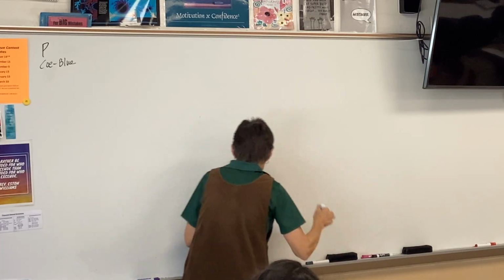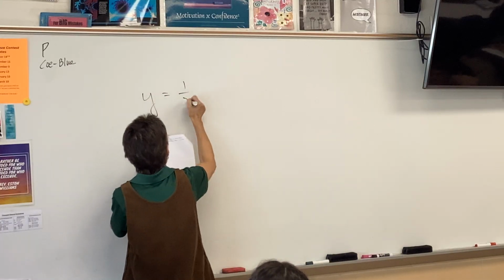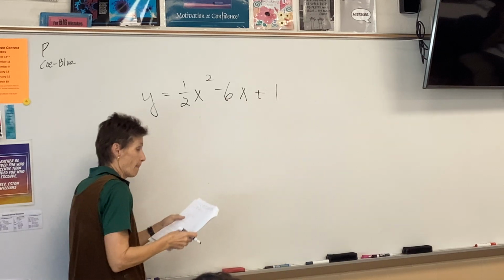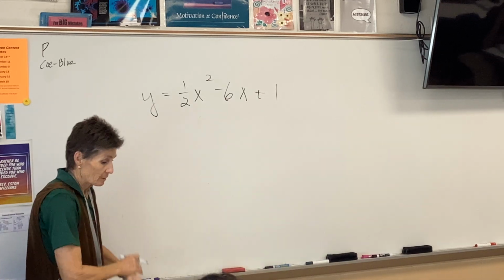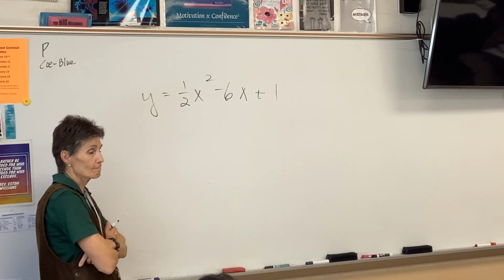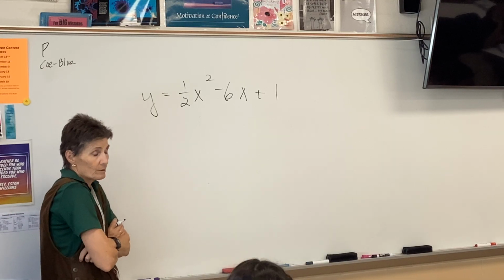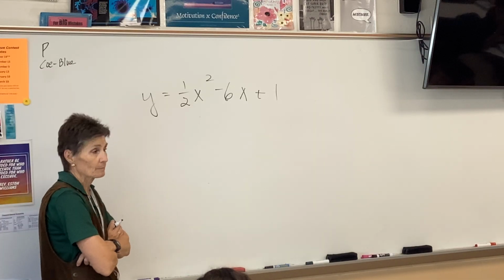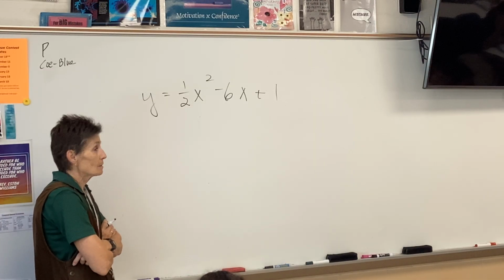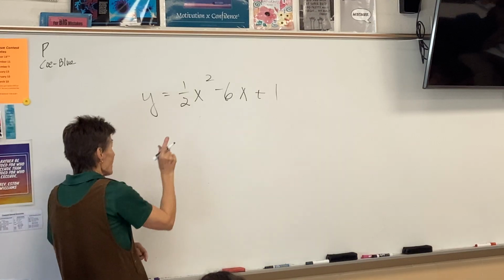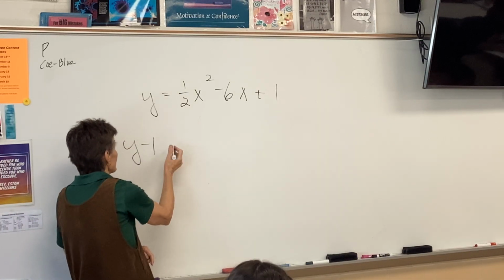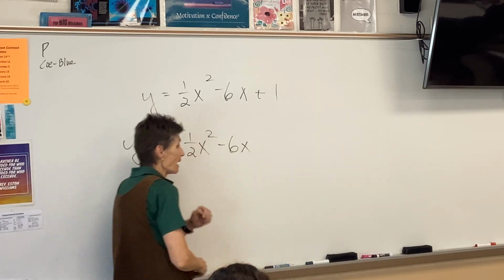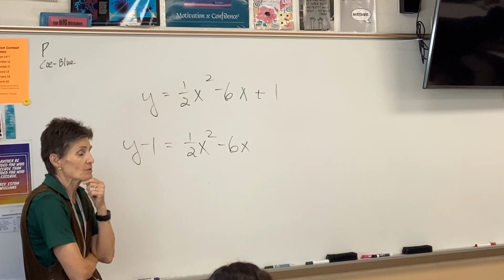Your job is to put this in vertex form. So tell me what you want to do. You do different things. Just gotta make it in vertex form. So what's your thought? I move that 1 to the other side. I think it's a good idea to get rid of it. You don't absolutely have to, but it sure makes it easier just to move it.